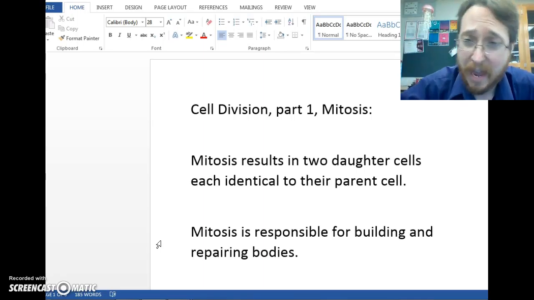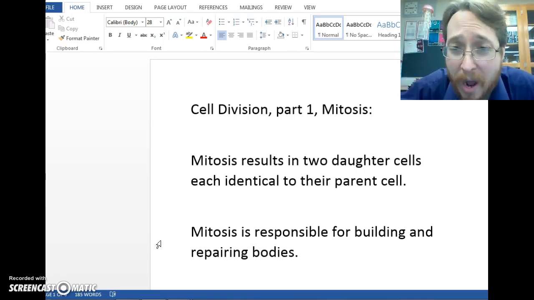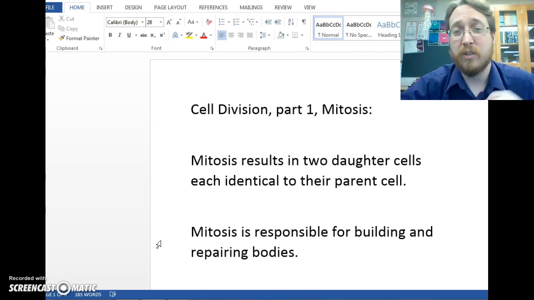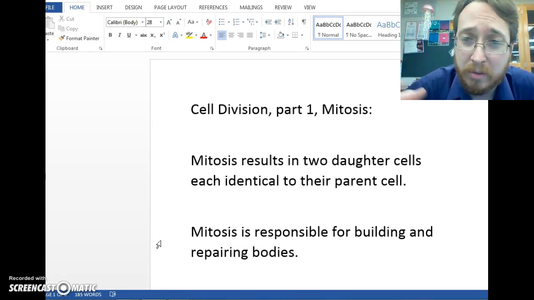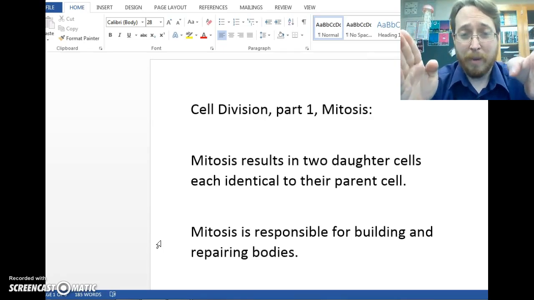We want things to be the same, such as when eye cells want to make more eye cells so that the organism can still see, or stomach cells want to make stomach cells, or heart cells want to make heart cells, or brain cells want to make brain cells, and skin cells want to make skin cells. So that's the deal about mitosis.